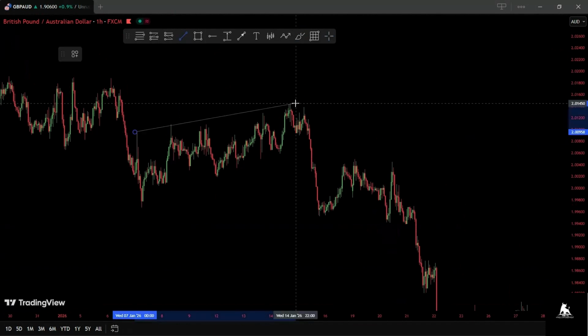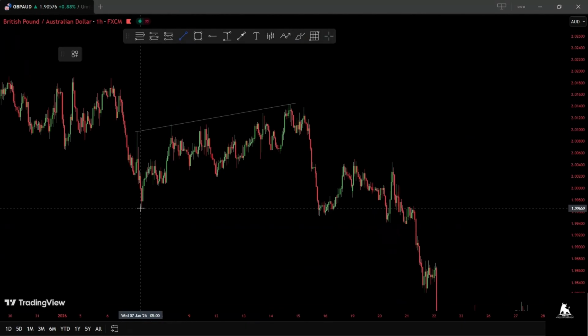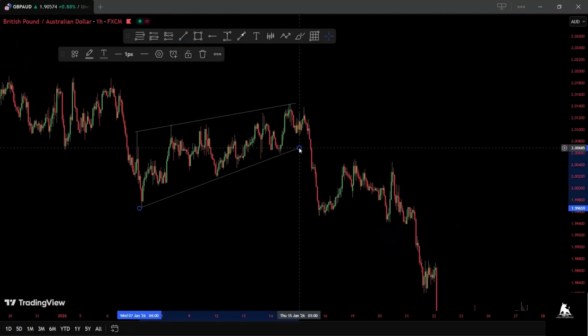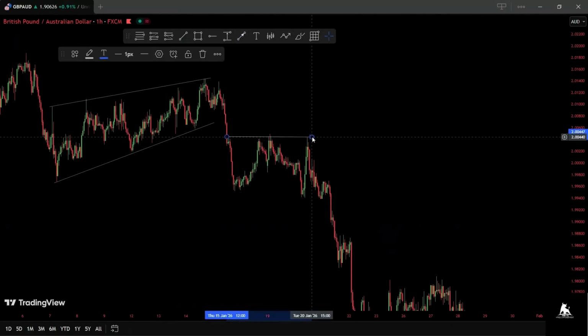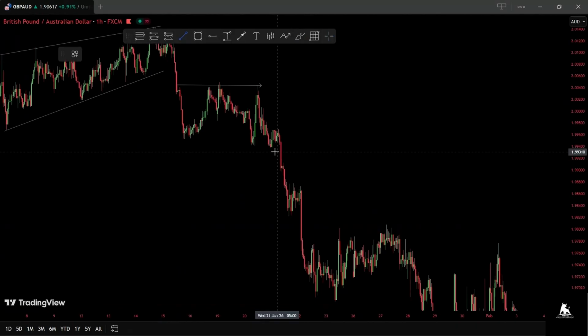So we have this pattern here. What else do we have? We have volume build here. We have a pattern here.